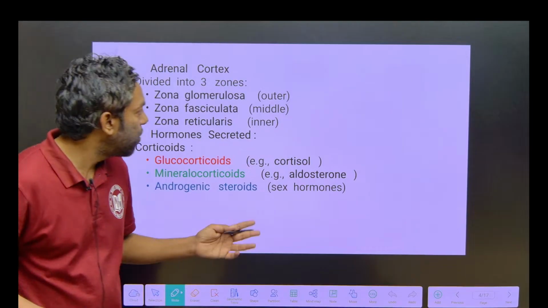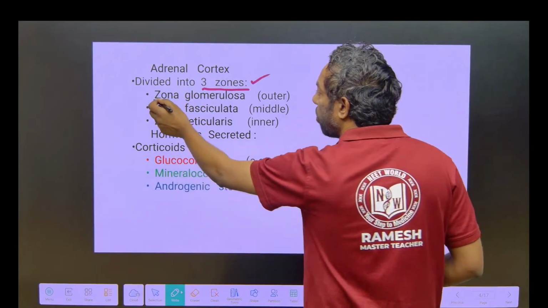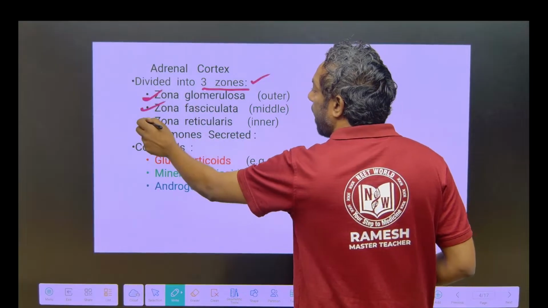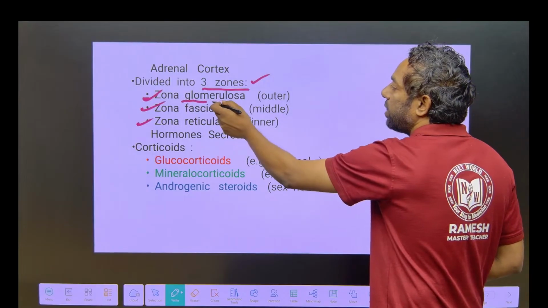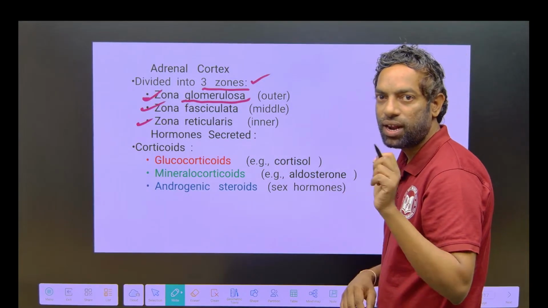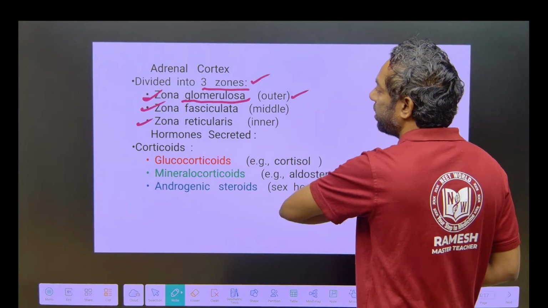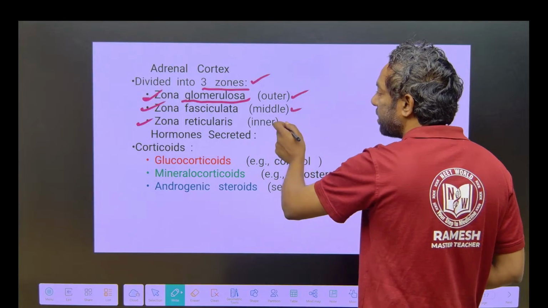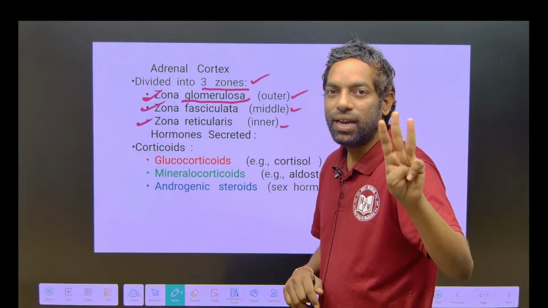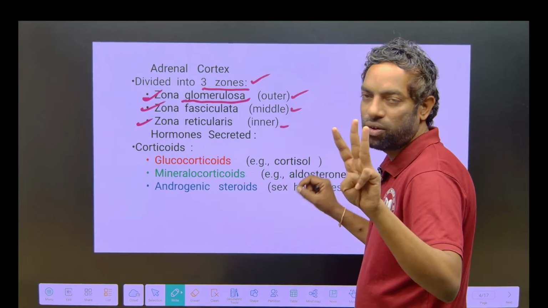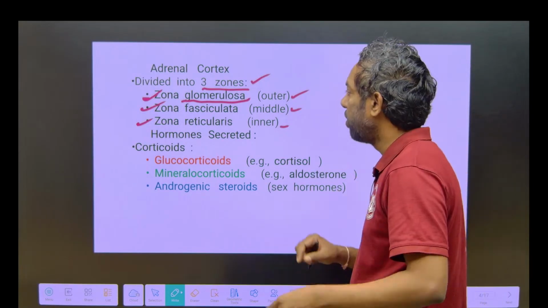The adrenal cortex has three zones: zona glomerulosa, zona fasciculata, and zona reticularis. Zona glomerulosa is named like the glomerulus of the kidney, which is the filter area. This is the outer, this is the middle, and this is the inner region of the cortex.